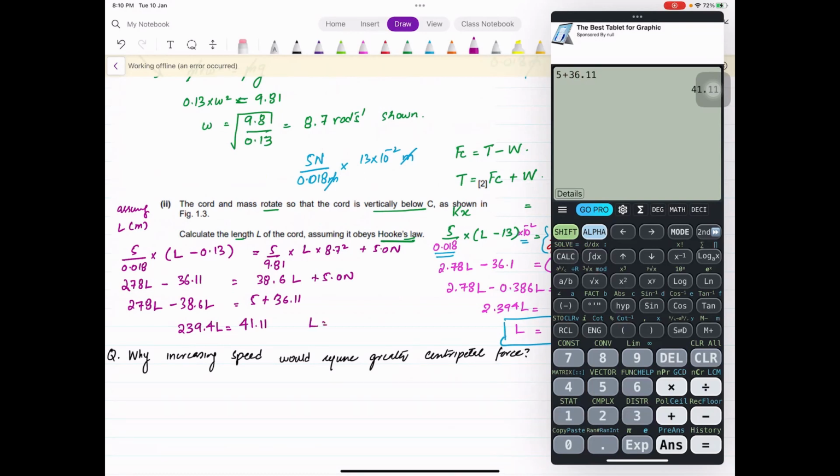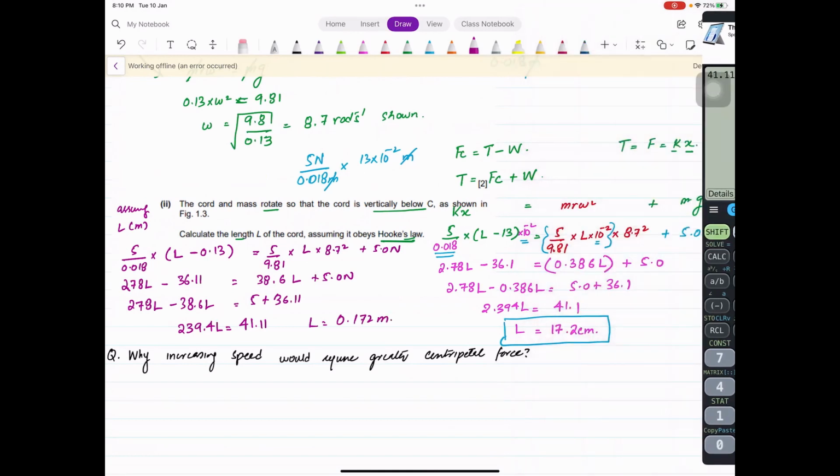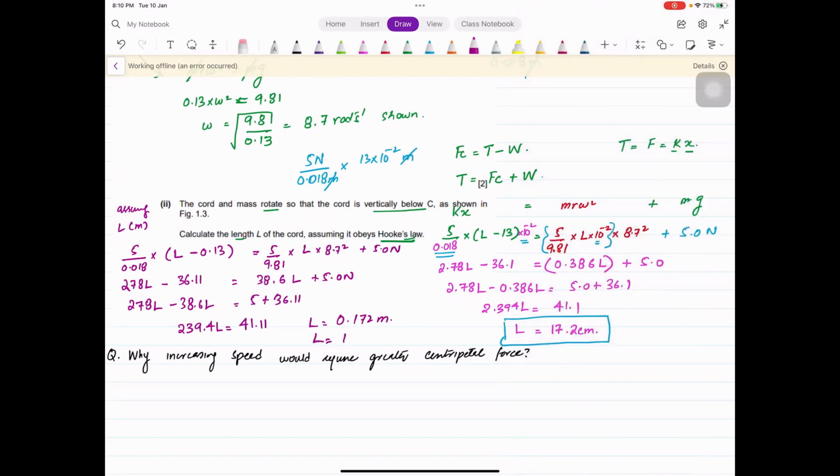Now if I want to find length, it's going to be 41.11 divided by 239.4. What do you get? 0.172 meters. Now, do you agree with what I'm saying? What I'm saying is that 10 raised to minus 2 multiplying on both sides doesn't matter. If you are able to cancel the meters on each side, whatever you assume in the first place, it is going to come out as the same. Understood? Yes, sir. Now, happy?